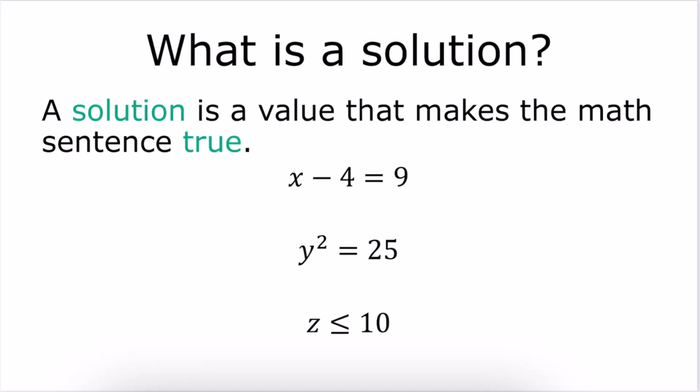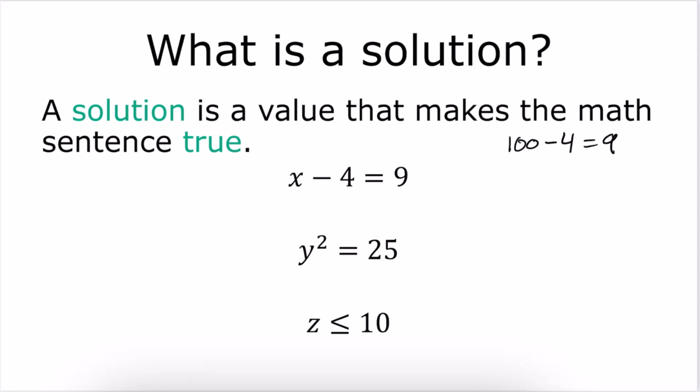So the next thing I want to talk about is the idea of a solution. A solution is a value that makes the math sentence true. If we look at this first equation, you could technically say x equals 100. In that case, you would be telling a lie because 100 minus 4 is not equal to 9.